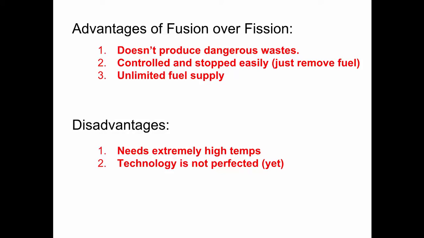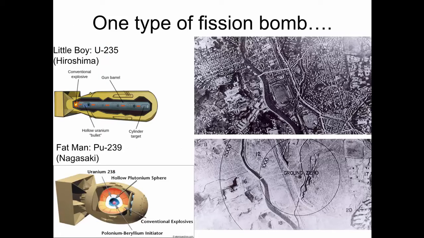So where we have figured out ways of creating fusion has been in nuclear weapons. What's another word for a nuclear weapon? Atomic bomb. Okay. So the first atomic weapons were developed by what country? USSR? Nope. Japan? Nope. Germany? Nope. America, the United States. The United States was the first country to develop nuclear weapons.